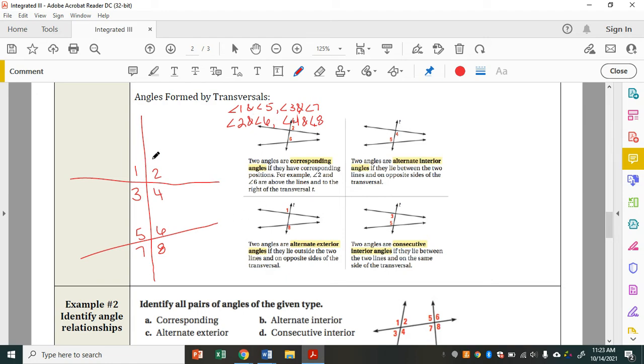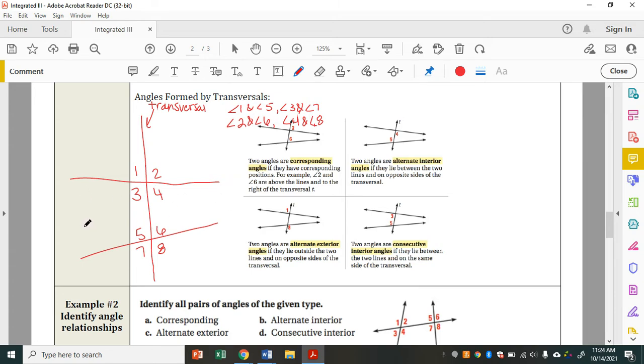The opposite refers to which side of the transversal it's on. So this line here, if we remember, is our transversal. You can either be on the left side of the transversal or the right side of the transversal. The inside, the interior part of this, means you're inside of the two lines here. So we're looking in the interior.